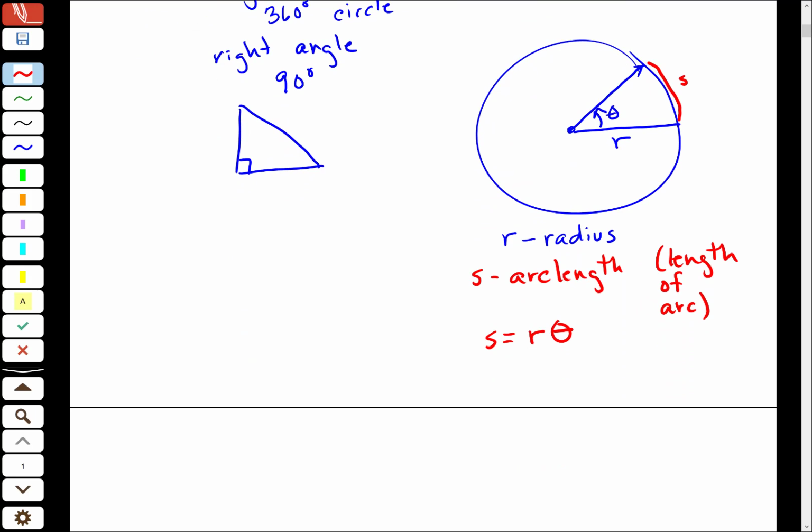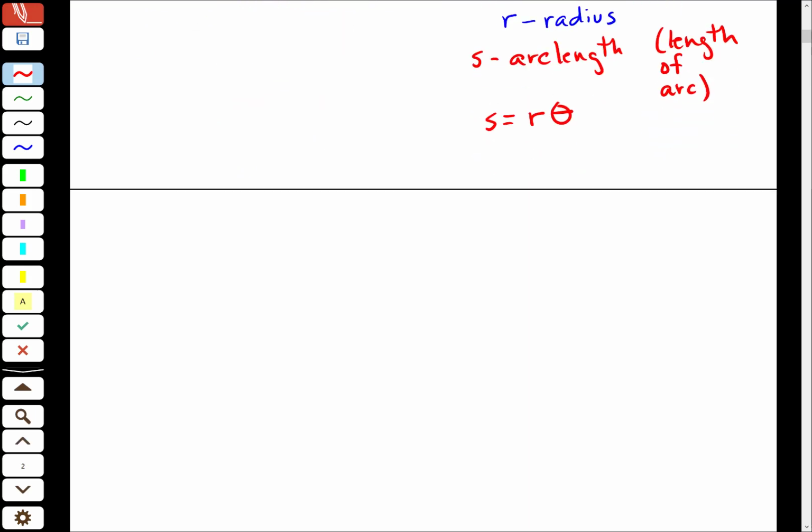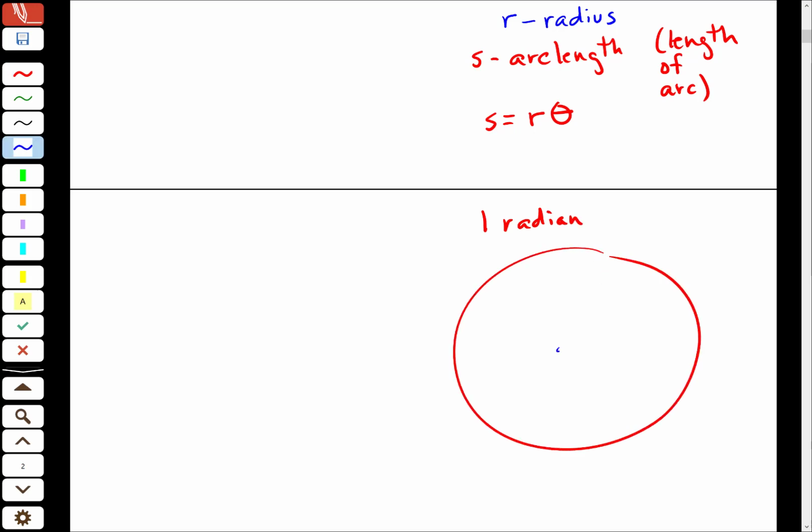Okay? So people defined one radian as the angle measure. Let's do this here. There's the radius. If this arc has the same length as the radius, this angle is called one radian. It is the angle measure that makes the arc the same length as the original radius, okay? There are 2 pi radians in a circle.